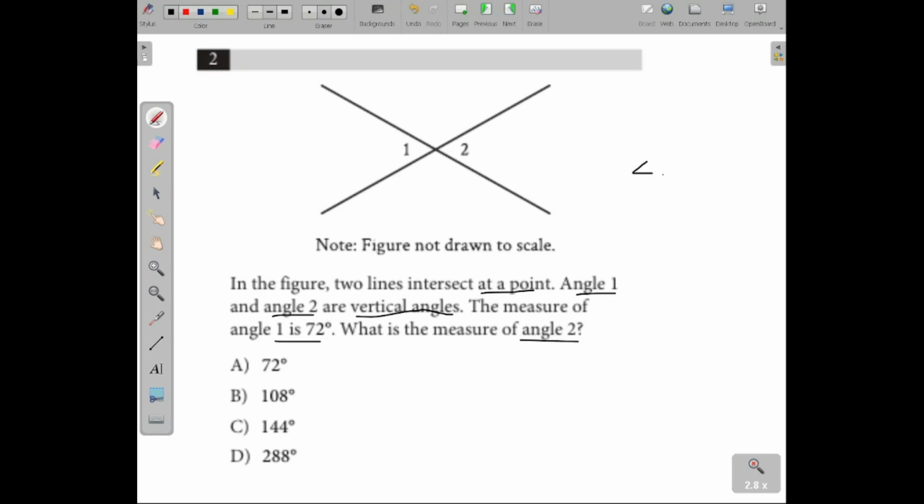If angle 1 is vertical with angle 2, that means that they have the same angle. So if angle 1 is 72 degrees, therefore angle 2 has the same 72 degrees. The right answer is A.